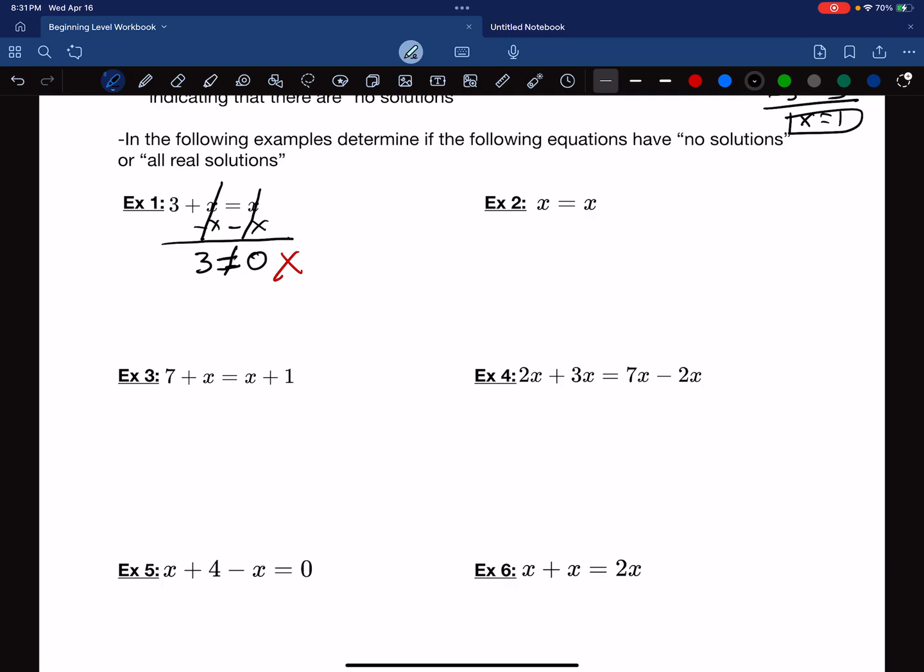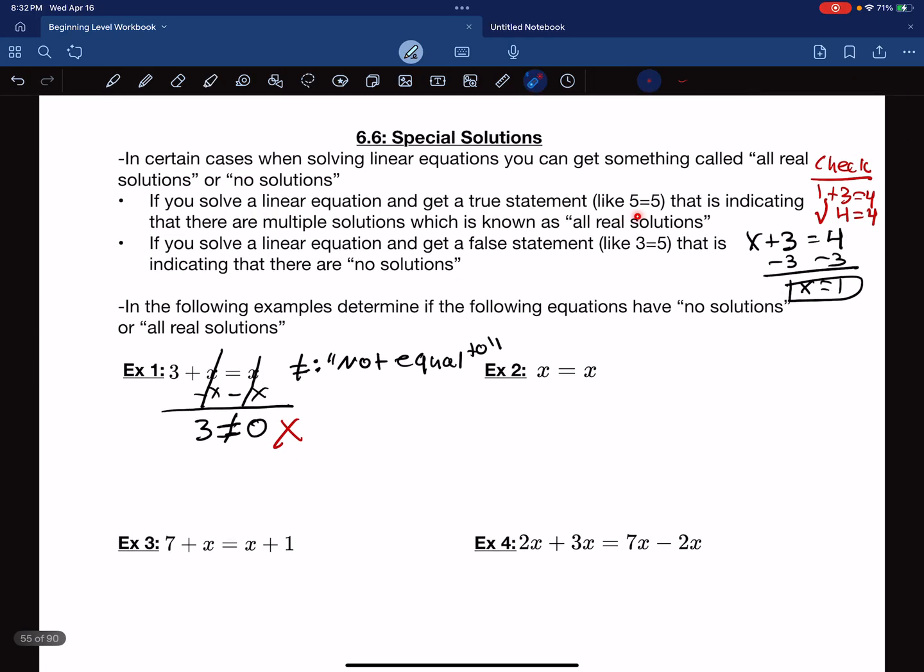In math, a lot of times you will see an equal sign with a dash through it, and this means not equal to. I'm going to write this up here. So 3 is not equal to 0. Therefore, if we look at the cases that we have here, if we don't get a true statement, that means we have no solutions. So this one, we get no solutions.